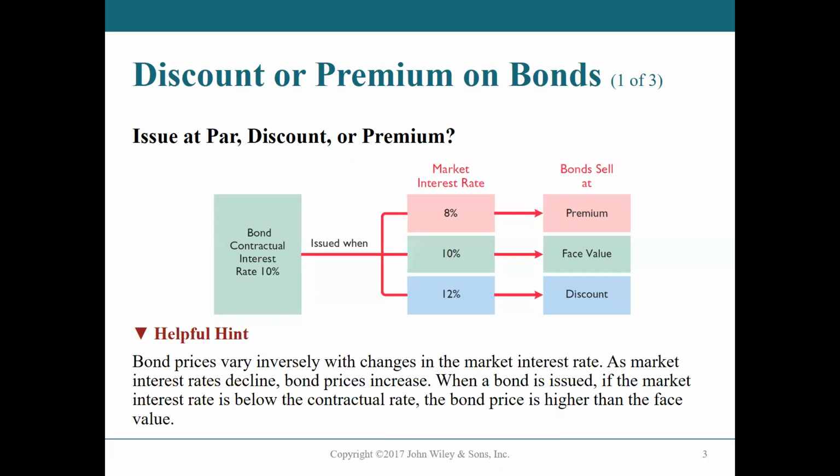I didn't understand the premium and the discount. It was easy for me to get the concept of the face value, but I didn't understand the premium and the discount. How does that work in the real world?